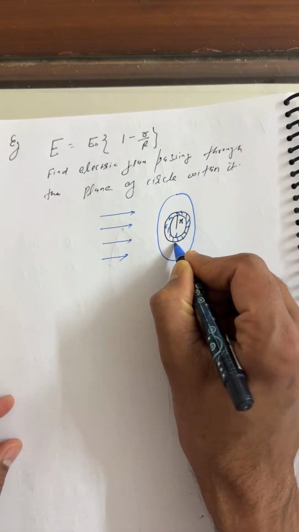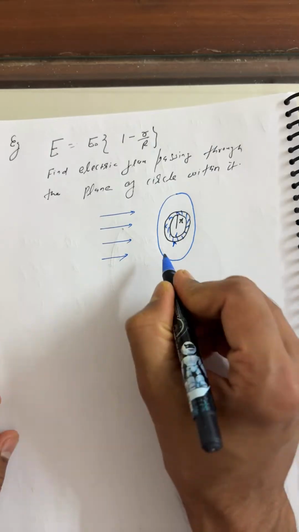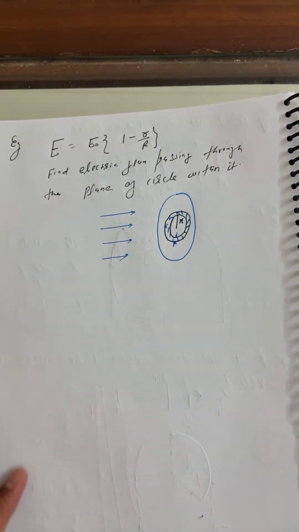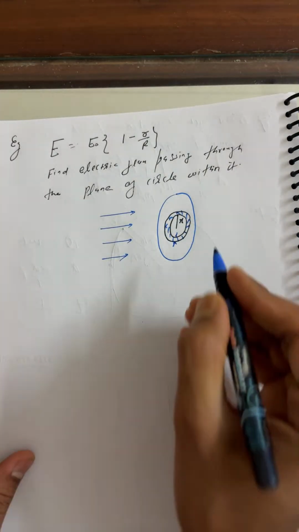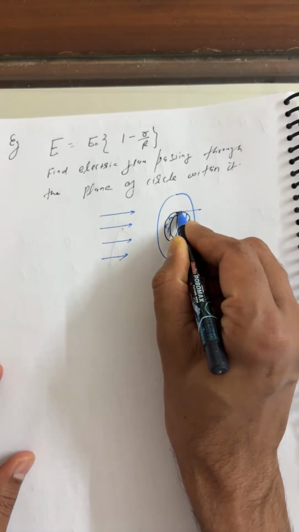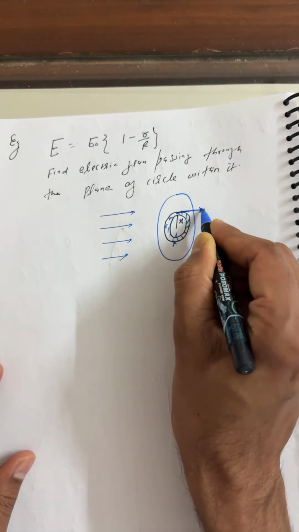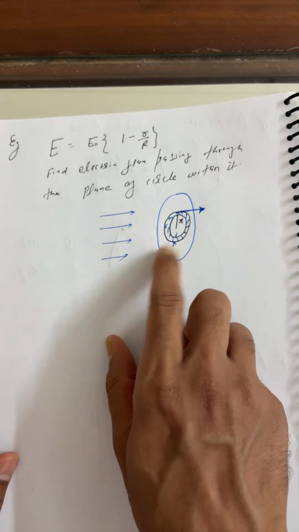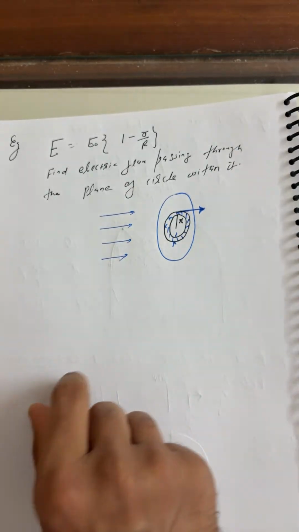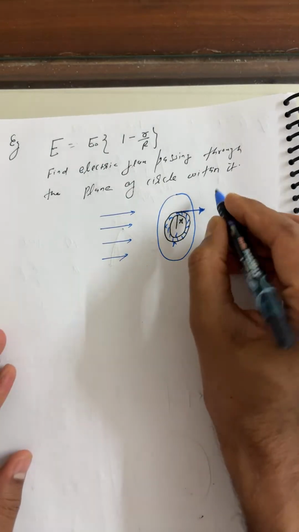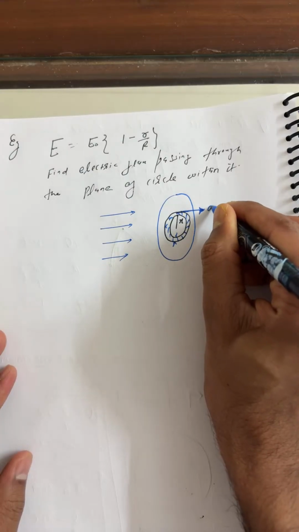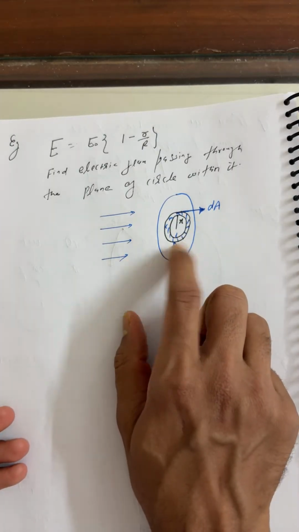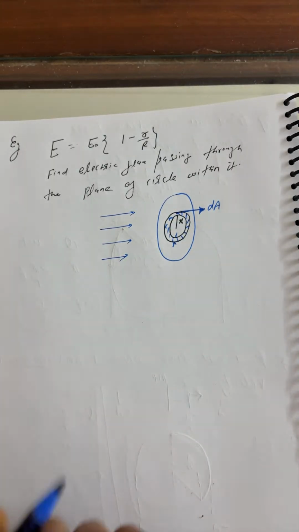This distance is the elemental ring, which is dx. The area vector is always perpendicular to the surface, I hope you remember, for open surfaces. So this is the direction of the area vector. Because we are doing the operation for this elemental ring, I'm calling it dA because it's a small area.